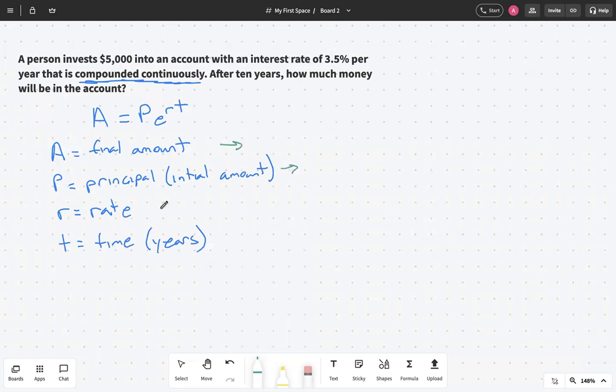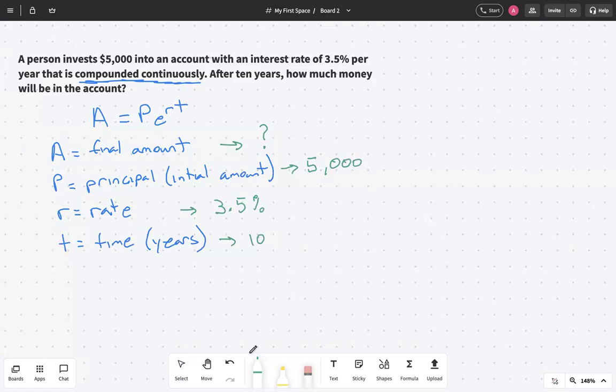So A is our final amount. That's what we're looking for, so we don't know what that is just yet. Principal, our initial amount. Well, we invest $5,000 into an account. That's our starting amount, 5,000. r is rate, which is 3.5%. And time is years. In this case, it's 10 years.